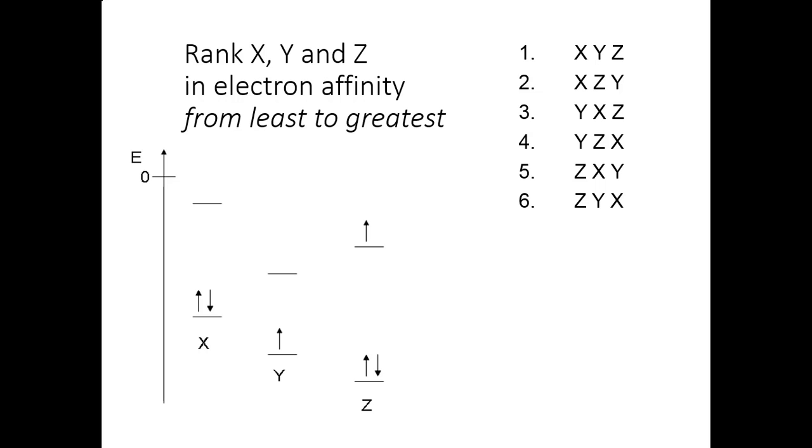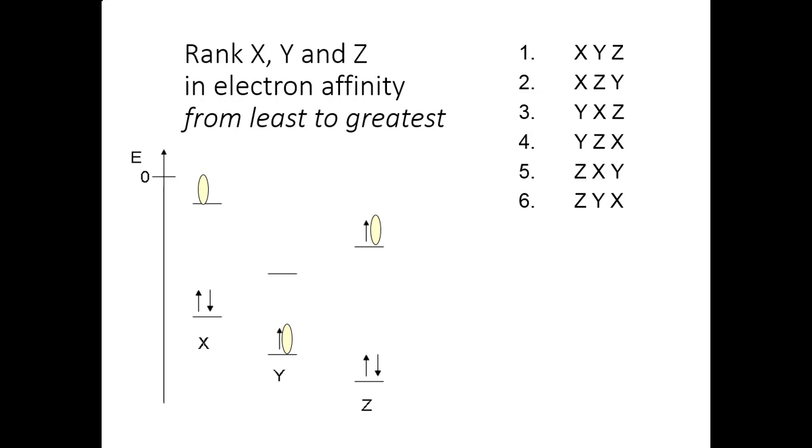For electron affinity, we need to identify the open spot that an additional electron would go into in each atom. We do that with the yellow circles. Notice that in Y and Z, the highest occupied orbital is half filled, so there is space for one more electron. In X, the highest occupied orbital is filled, so the first empty space is in the next sublevel up.